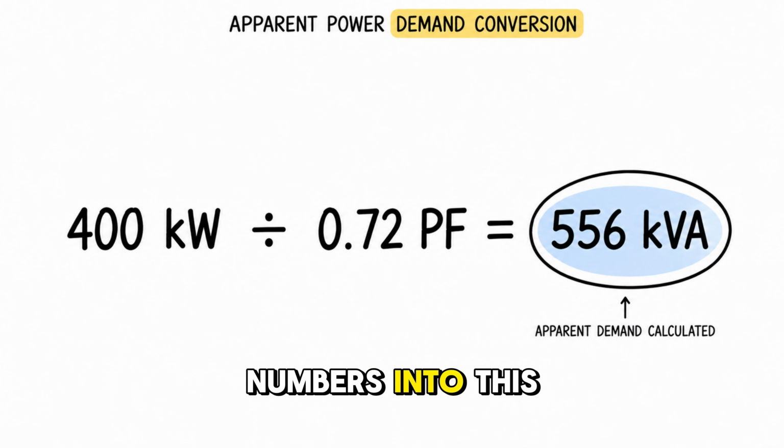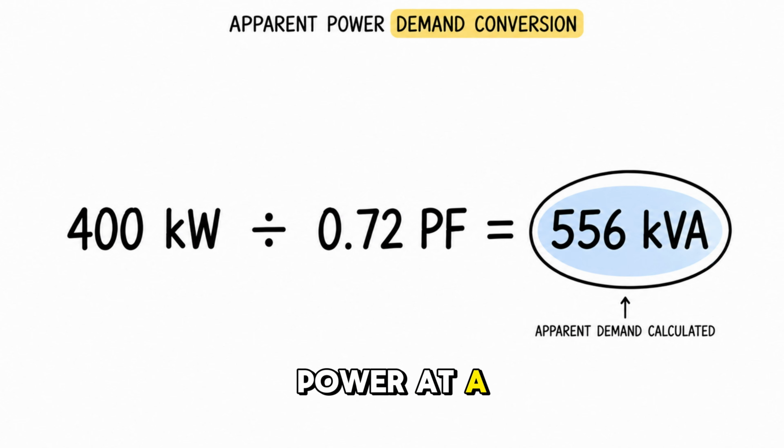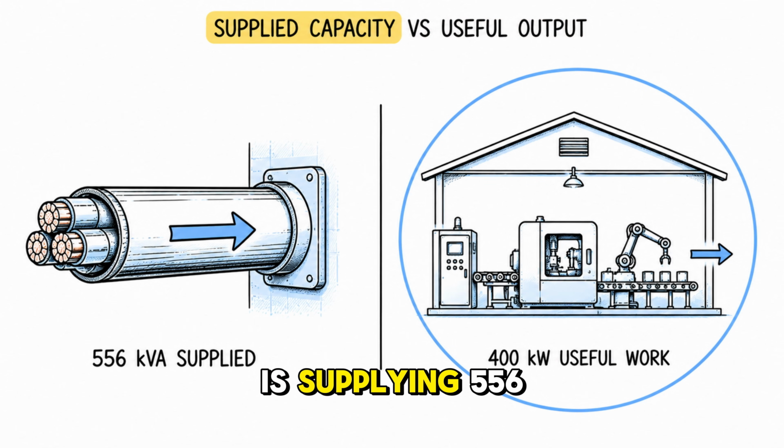Put the factory's numbers into this. The facility draws 400 kilowatts of real power at a power factor of 0.72, so the apparent power the supply must deliver equals 400 divided by 0.72, which comes out to 556 kilovolt amperes. The utility is supplying 556 kVA of current capacity to deliver only 400 kilowatts of useful work.